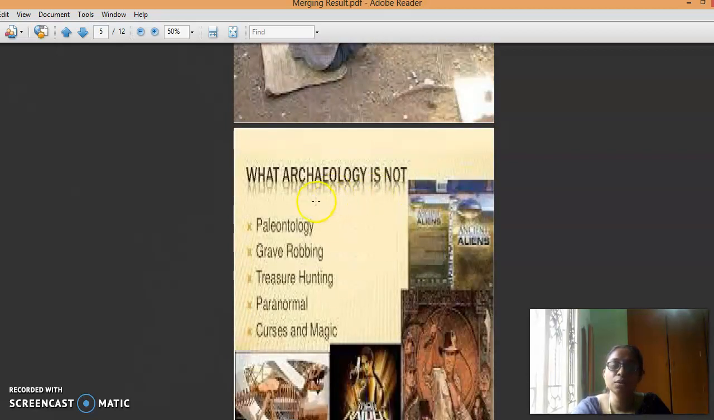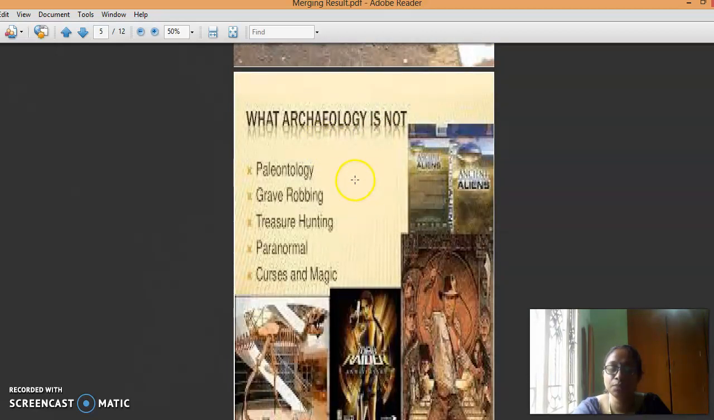And this one is, what is archaeology? It is mainly material remains, physical remains, and human remains that are important to study the human past. But what archaeology is not? What are the things that are not related with archaeology? That is paleontology. Paleontology is the study of fossils, not stone.